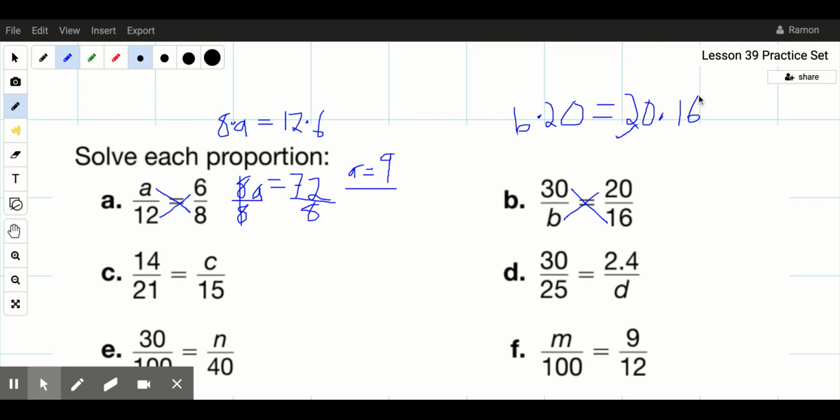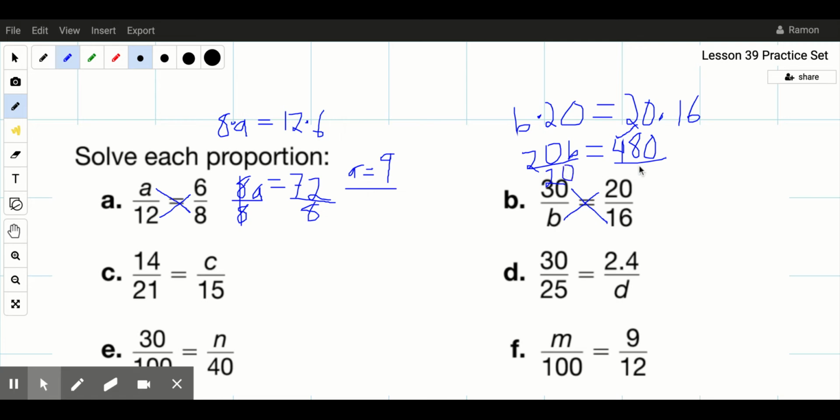So now it's just a matter of reorganizing it and simplifying any product. So we have 20b equals 16 times 3 is 48. And then since there was a 0 in one of the factors, I had a 0 at the end. So now we have 20b equals 480. And all that's left to do is solve for the variable. And in this case, we're going to use division to solve for the variable.